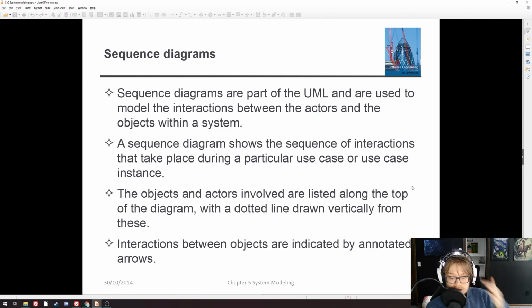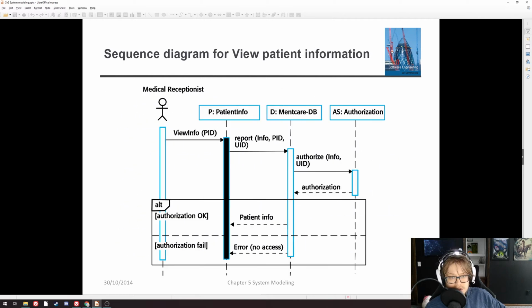Sequence diagrams are another part of UML, and sequence diagrams are often used after use case diagrams to add more detail to them. Again, the sequence diagram shows the sequence of interactions that take place. This one has a very standard template, so make sure that it looks the way all of them look. Objects and actors are listed along the top of the diagram, with dotted lines drawn vertically from these. Let's just look at one.